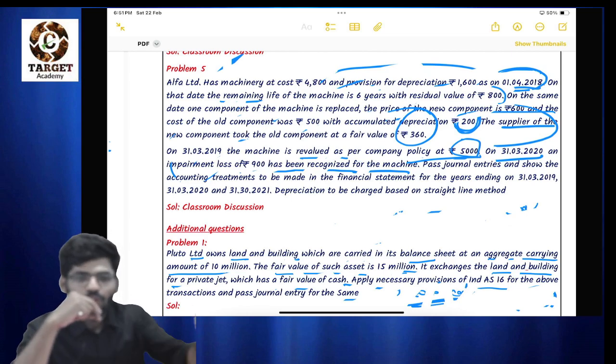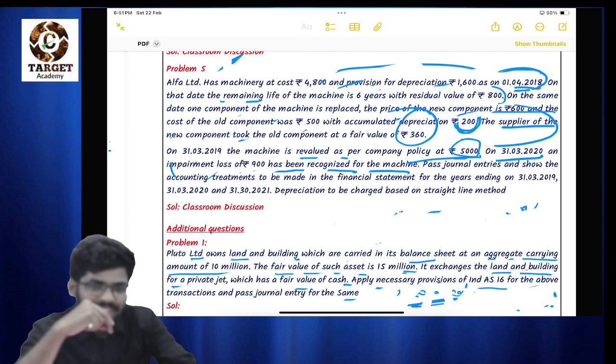Sir, please use your common sense. What is the cost of the asset on day one? 4800. After that, we have purchased one new component. How much? 600. After that, we have de-recognized one more asset. How much? We need to consider cost only, not carrying amount.